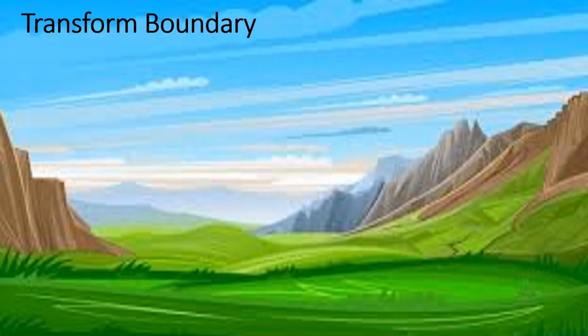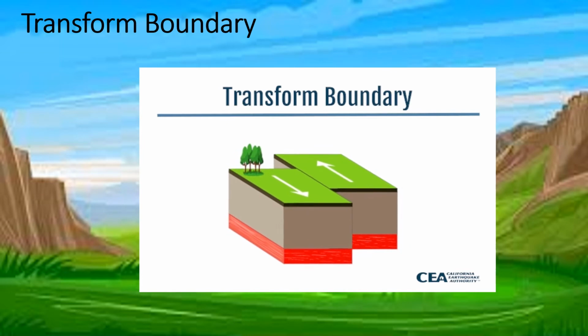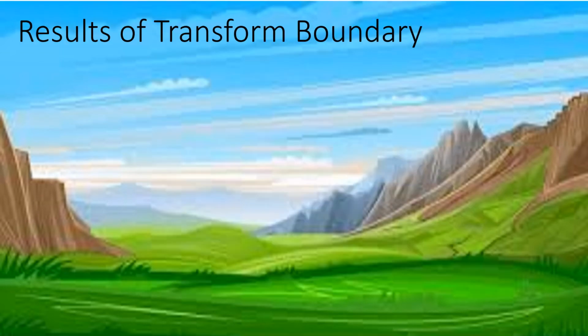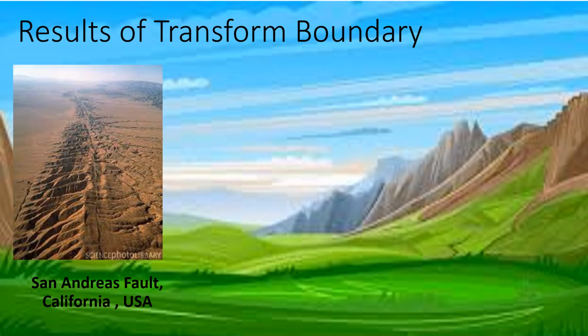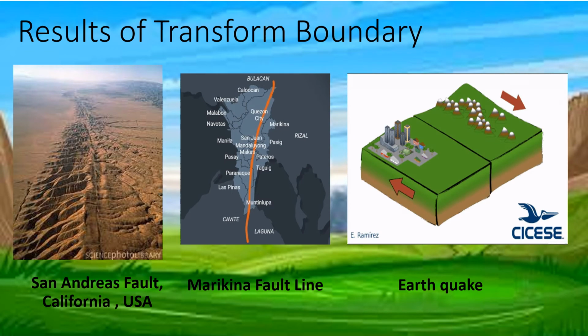The second type of plate boundary is the transform boundary. This is where two plates slide past one another. Here are some good examples of the results of transform boundary. First one is the San Andreas Fault in California, USA. Second one is the Marikina Fault line. And of course, transform boundary can cause earthquakes.